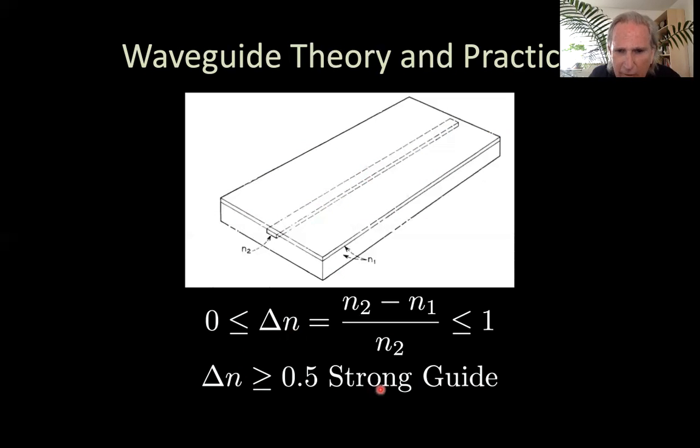But as I mentioned, originally back in the early days, if you tried to make these indices very different, it meant the materials were different. If the materials were different, there'd be lots of scattering at the interface, and that didn't work.